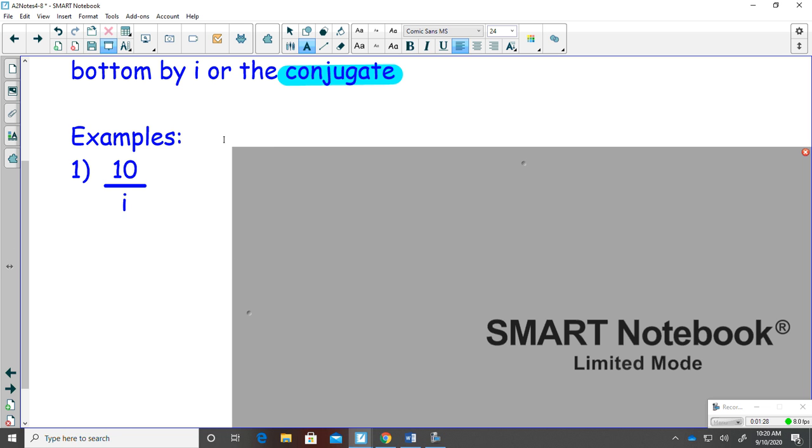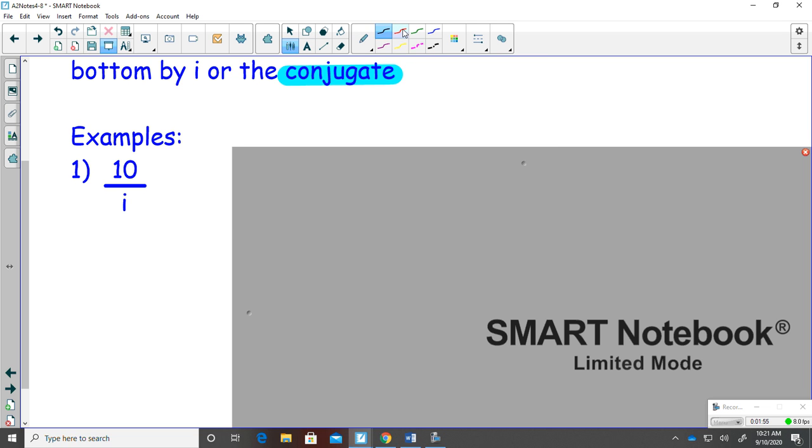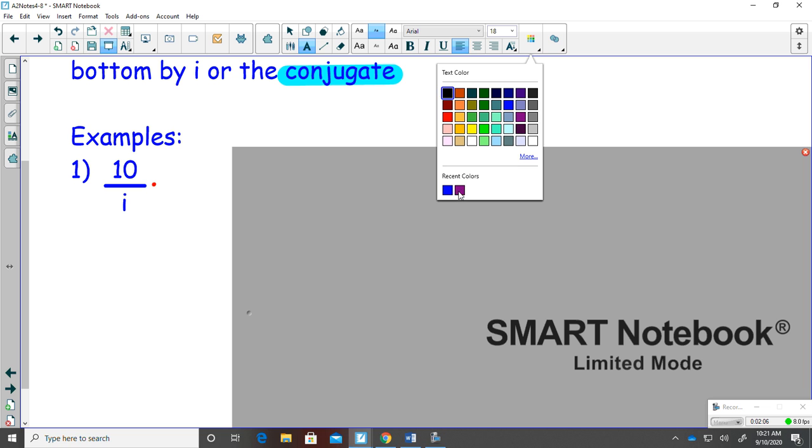So example 1. We have 10 divided by i. i stands for the square root of -1. We learned that earlier. Because there's a square root in the denominator, that is not simplified in algebra. So because i stands for that, likewise it's not simplified. So your job is to rationalize. You're going to multiply the entire fraction, top and bottom, by the letter i to get rid of it.